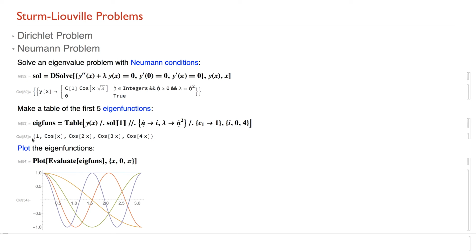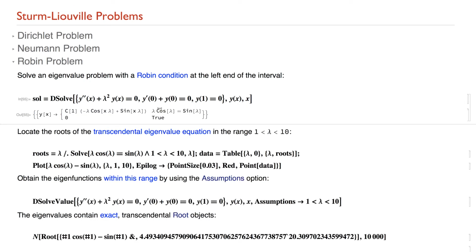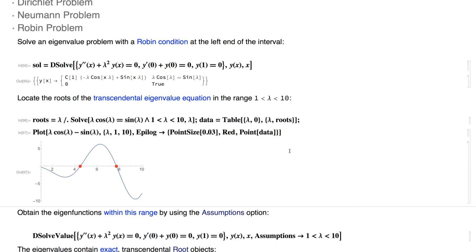Now, slightly harder than that is the so-called Robin problem, where you have a combination of derivatives and values at one or both the ends. So if you give it to DSolve to solve in this case, what you notice is that the eigenvalue equation is a transcendental equation, so it's quite hard to solve it in general. But what you could do is to give a specific range to the parameter lambda over here. And when you do that, and do, let's say, a plot of the type over here, notice that the eigenvalue equation has roots somewhere close to 4 and close to 8.